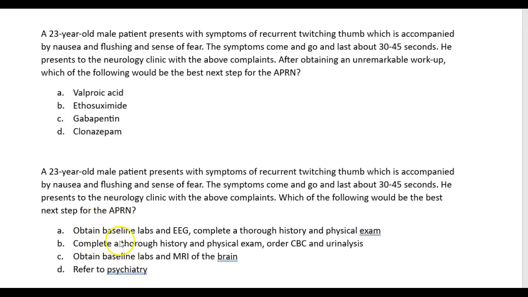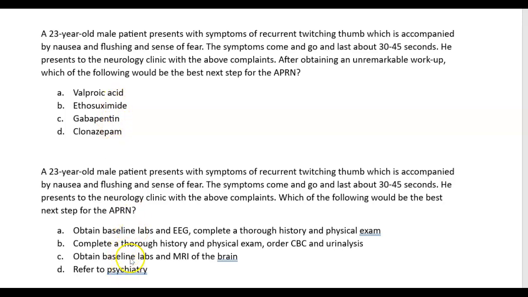So now we have obtain baseline labs and EEG, complete a thorough history and physical exam, order a CBC and a urinalysis, obtain baseline labs and an MRI of the brain, or refer to psychiatry, okay? If you were prepared and you've done some of your studying and you go to this section on what you do next, we know that we need baseline labs and an EEG and our complete history and physical. So now this is your next best step for this scenario. Whereas up here, we were already told that the workup was unremarkable. So now we have that information. Our next best step would be the choice of the drug.